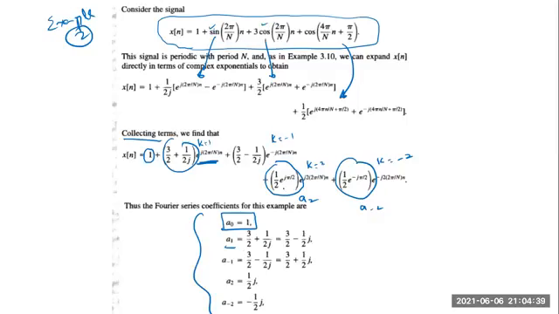Because e raised to power j pi by 2 is equal to j. So that is why it is j by 2. And e raised to power minus j pi by 2, if you solve it, is minus j. So that is why a minus 2 is equal to minus j by 2.